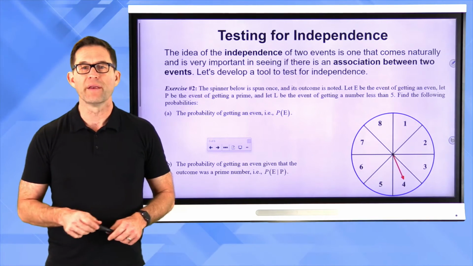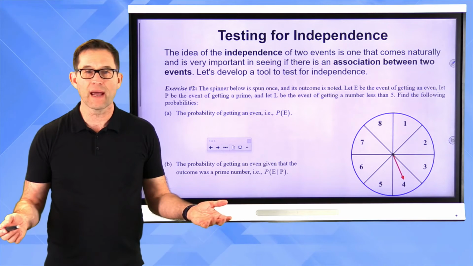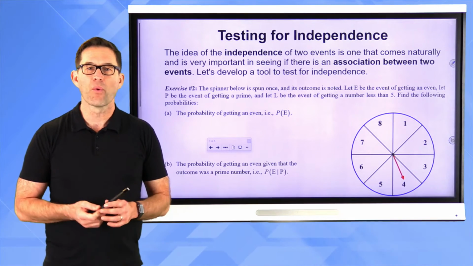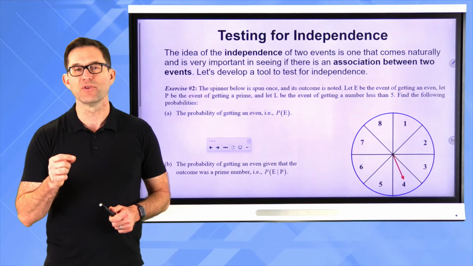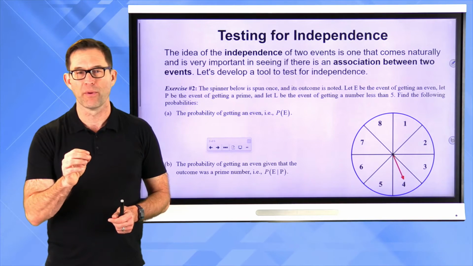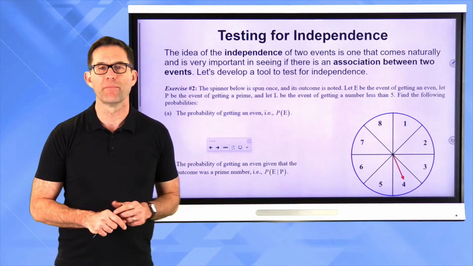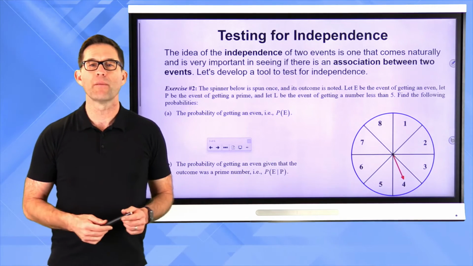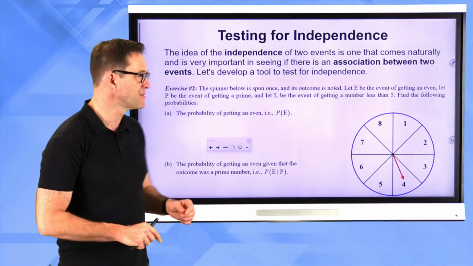The idea of independence of two events is one that kind of comes naturally, right? And is very important in seeing if there's an association between two events, especially when we start looking at empirical probability. We're going to stick with theoretical probability here in just a bit. But let's develop a tool to test for independence.